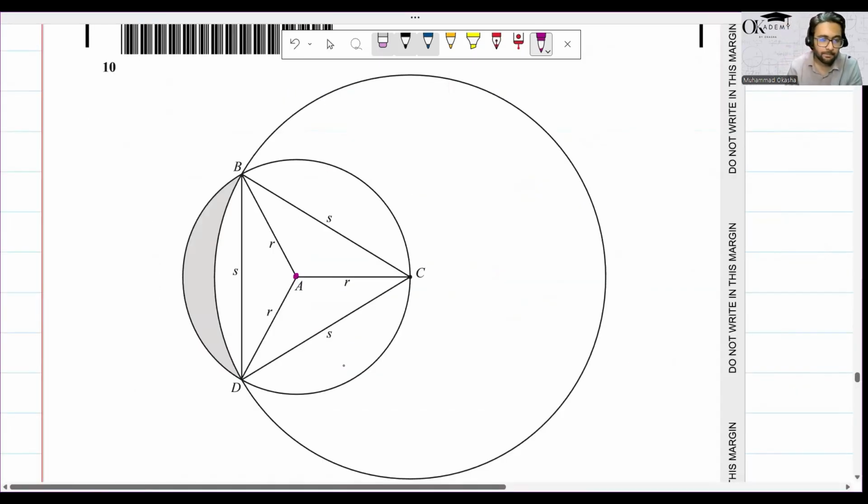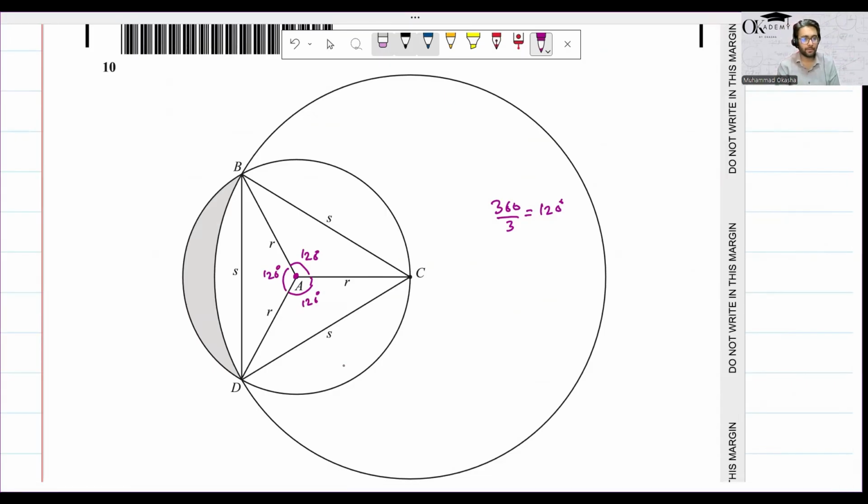Take a look at this point. You have this angle, this angle, and this angle. They all add up to give 360 degrees. So if I divide by 3, I get 120 degrees. So each of these angles is 120 degrees. That's the first thing to start with.